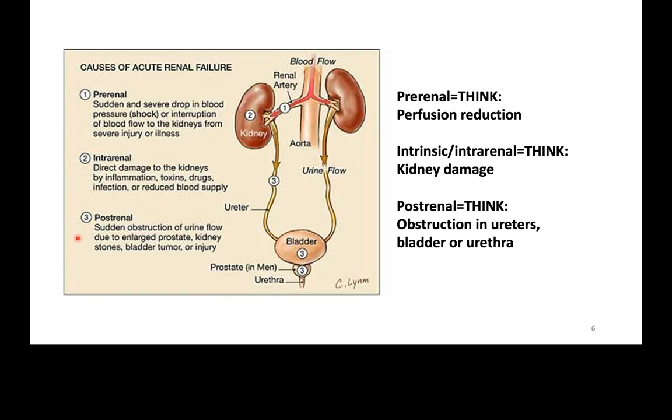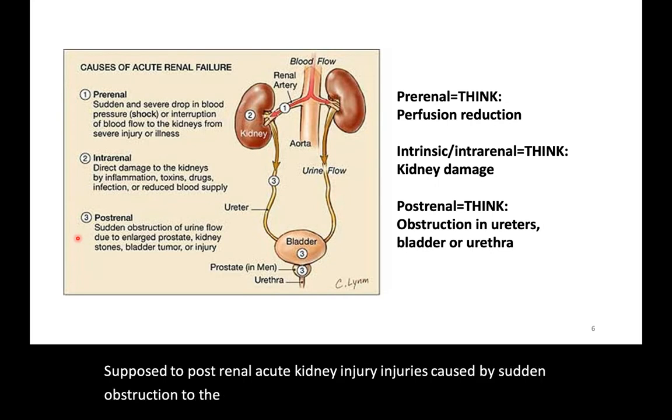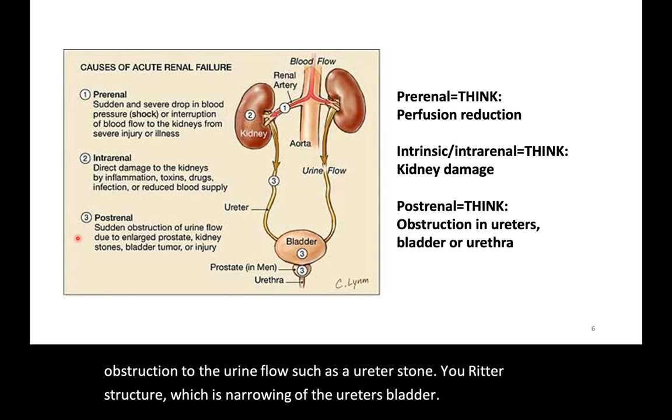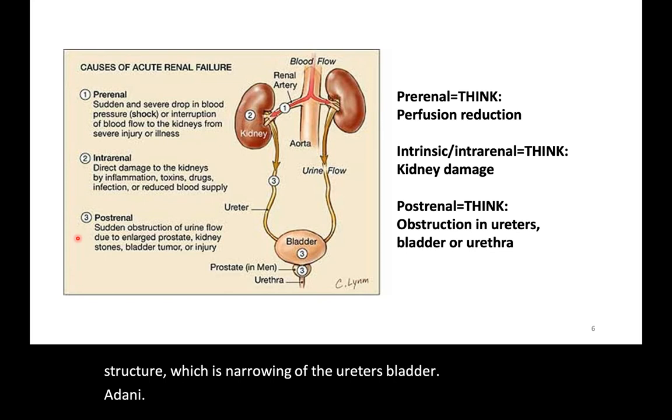So post-renal acute kidney injury is caused by sudden obstruction to the urine flow, such as a ureter stone, ureter stricture, which is narrowing of the ureters, bladder atony, bladder tumor, and enlarged prostate.